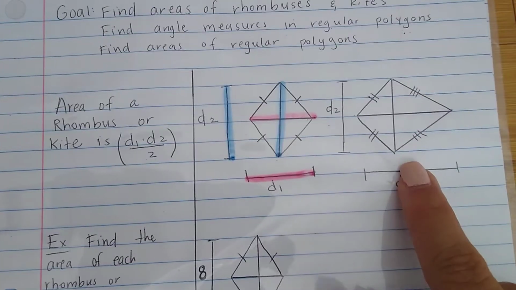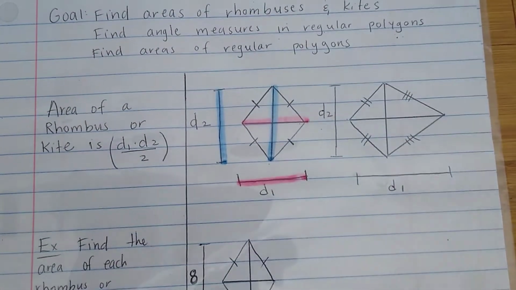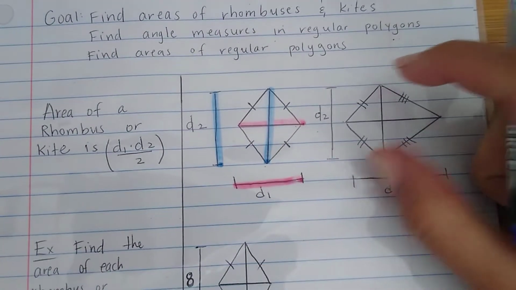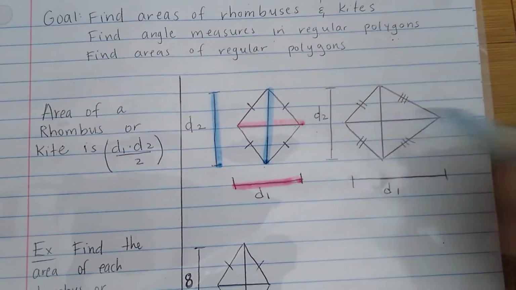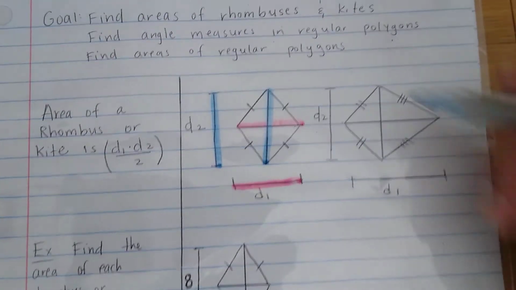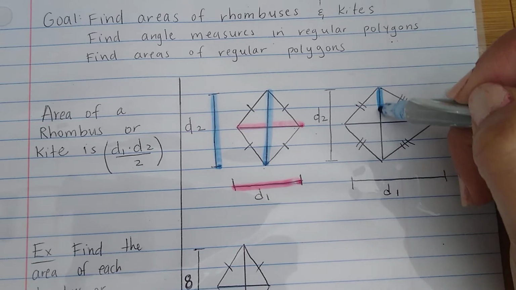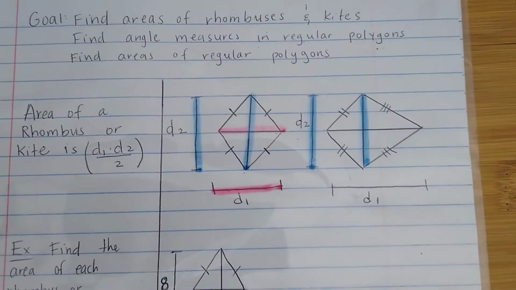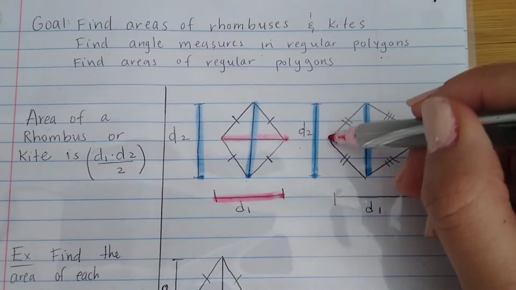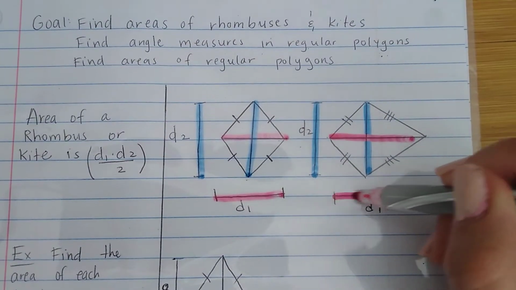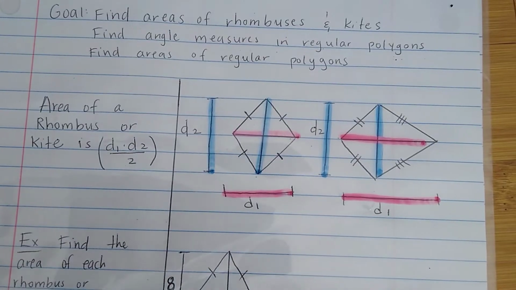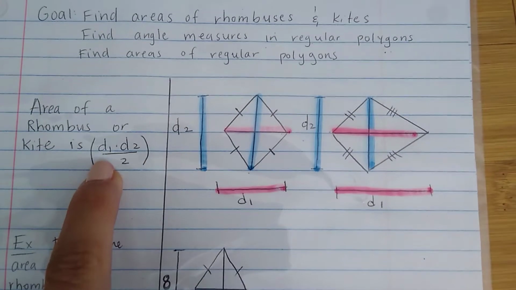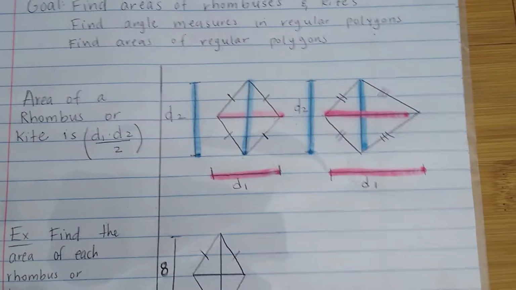Now when I'm moving on to the kite, it's very similar, although in this case I have the descriptions of a kite. We have two of these sides that are congruent and then these two sides that are congruent. And so I have this diagonal is d2, and then this diagonal I'm saying is d1. So in order for us to find the area of any of these rhombuses or kites, we're multiplying the diagonals with each other and then dividing it by 2.